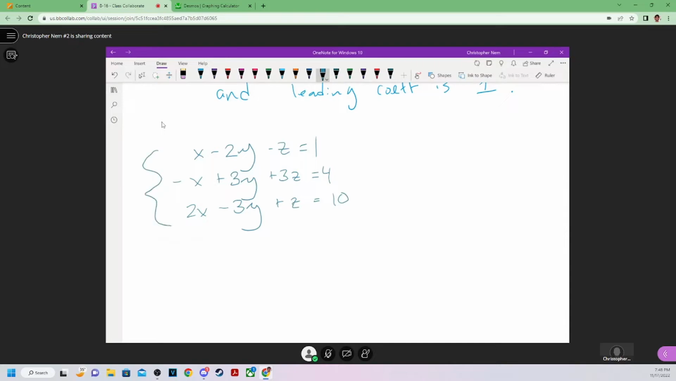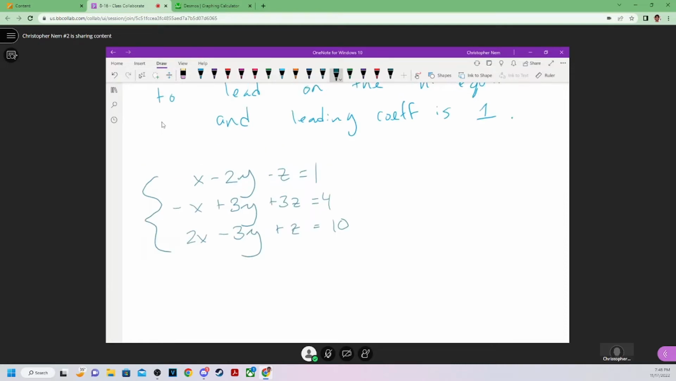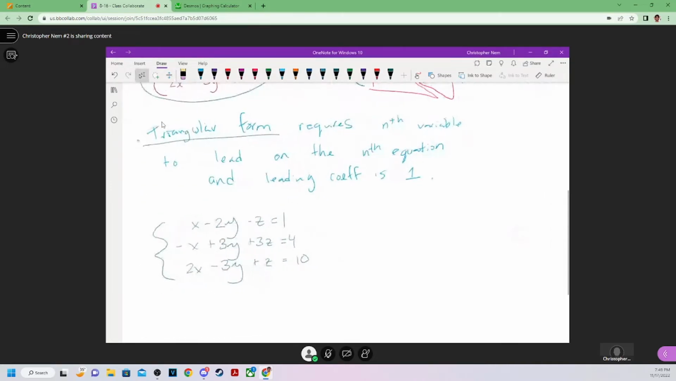If I look at this system, we have to ask ourselves, let's look at the first row in particular. Is the first row nice or not? And what I mean by nice, does it follow the triangular form rule? Is the leading coefficient 1? And does the first variable lead the first equation? Well, the first variable is x. Is the leading variable x in the first equation? Yes. It has the coefficient of 1, so we're good on that. So we don't need to change the first row at all.